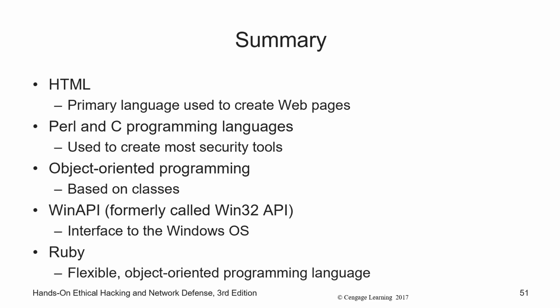Object-oriented programming, OOP, concept of classes. WinAPI, completely out of place in this chapter, but it is the application programming interface to the Windows operating system. And Ruby, no one uses it anymore.